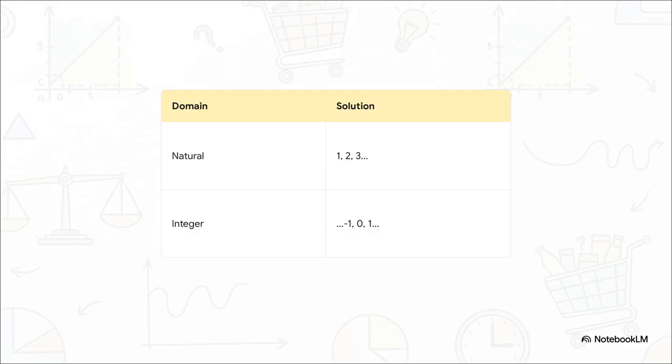But if this were just an abstract math problem where x is an integer, the solution set suddenly expands infinitely backward into the negative numbers. 6, 5, 4, literally all the way down to negative infinity. The exact same algebraic problem has wildly different answers, depending entirely on the domain.